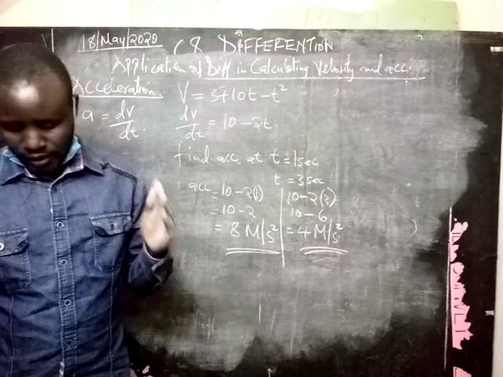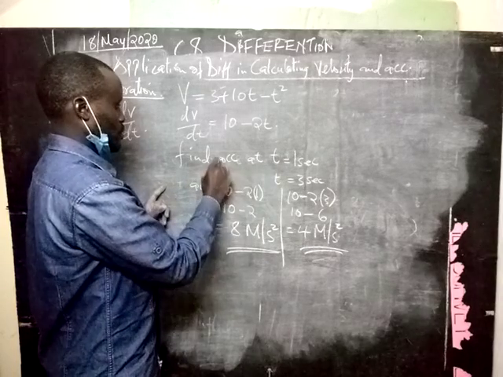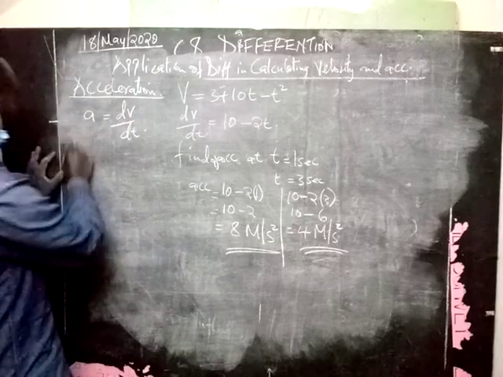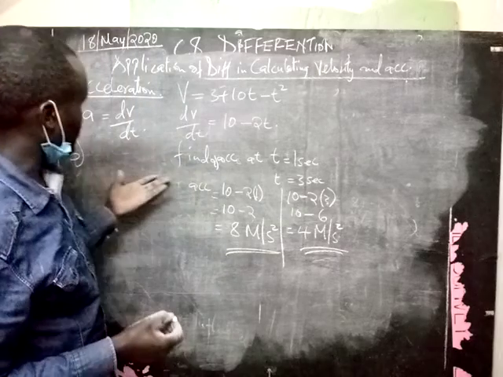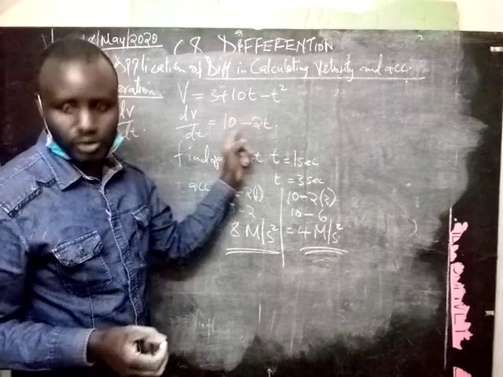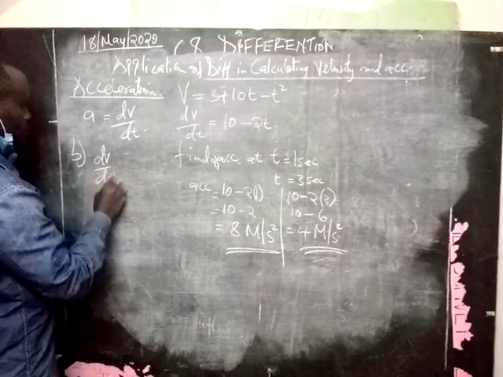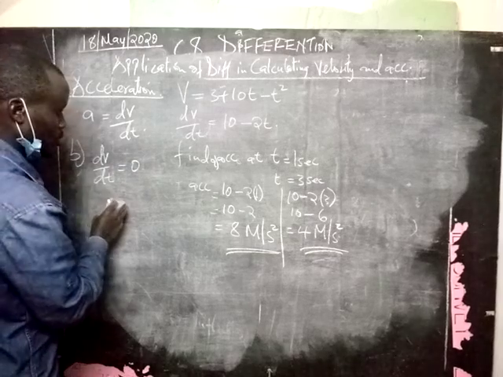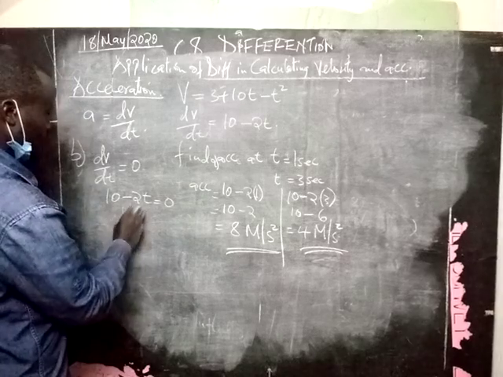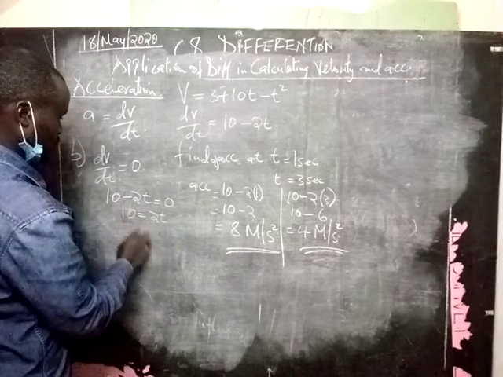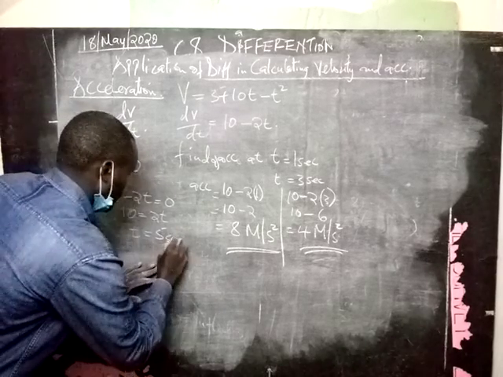So that is part A. Then part B is the instant at which acceleration is 0. So you know that you are going to equate this with 0. dv over dt equals 0, meaning 10 minus 2t equals 0, meaning 10 equals 2t. t is going to be 5 seconds, because our time was in seconds.